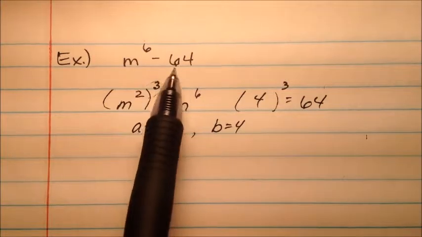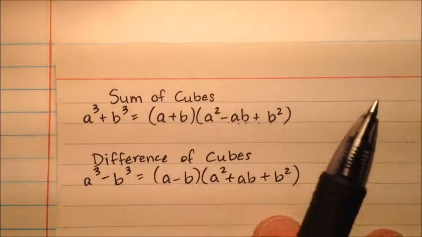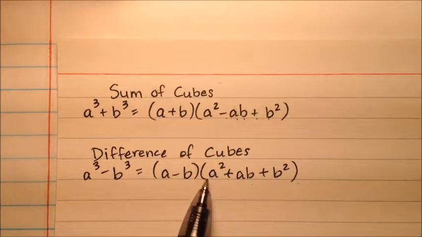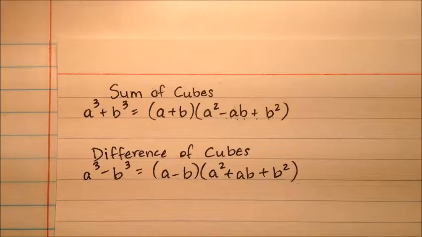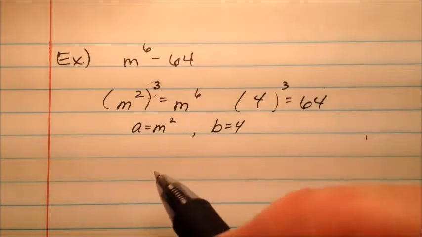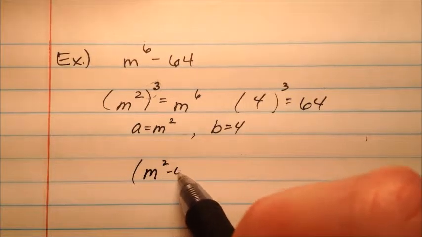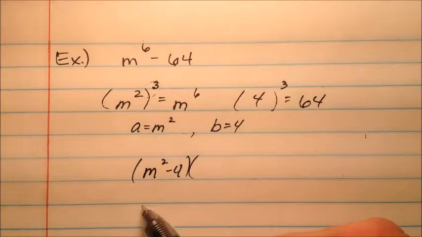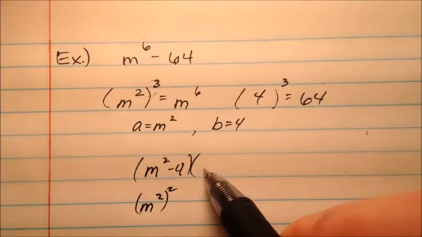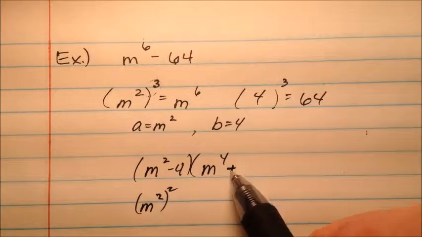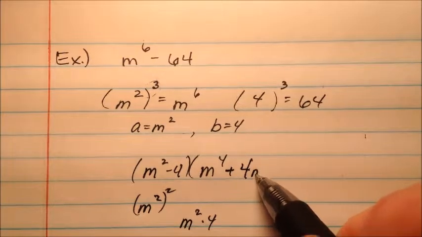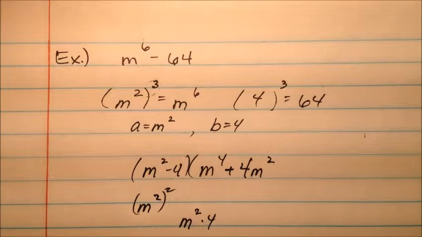So, given our formula with the difference of cubes, let's look at that one more time. So a cubed minus b cubed is the difference here of a minus b, and then we have a squared plus ab plus b squared. So if we do a minus b at first, we'll have m squared minus 4. And then for our other one will be a squared, which is m squared squared, so m to the 4th. It'll be a plus sign right there, so times ab, so m squared times 4 makes 4m squared. And then b squared, so it'll be a plus 16 right there.